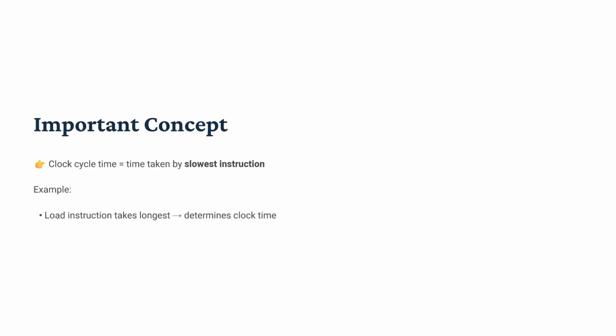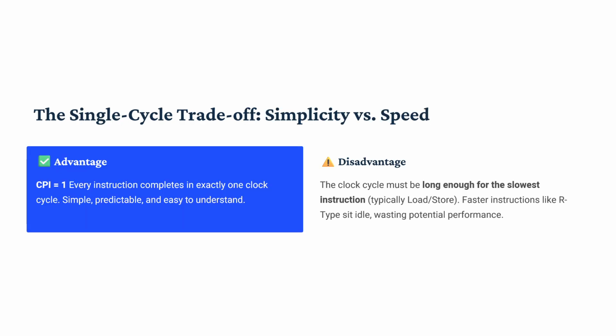Important concept: the clock cycle is determined by the time taken by the slowest instruction. For example, the load instruction takes the longest time, so it determines the clock time. A single cycle trade-off, simplicity versus speed. In single cycle data path, every instruction completes in exactly one cycle.